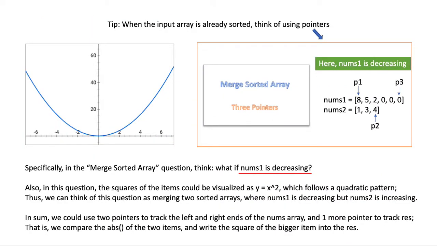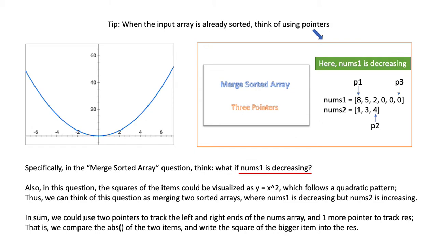Here's a tip. When the input array is already sorted, think of using pointers. Specifically, in the merge sorted array question, think, what if nums1 is decreasing? For example, the nums1 is decreasing. Also, in this question, the squares of the items could be visualized as y equals x squared, which follows a quadratic pattern. Thus, we can think of this question as merging two sorted arrays, where nums1 is decreasing, but nums2 is increasing.